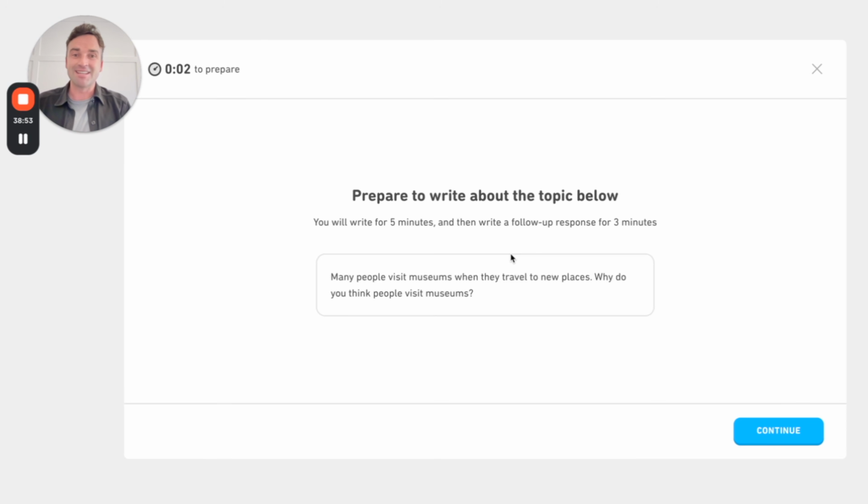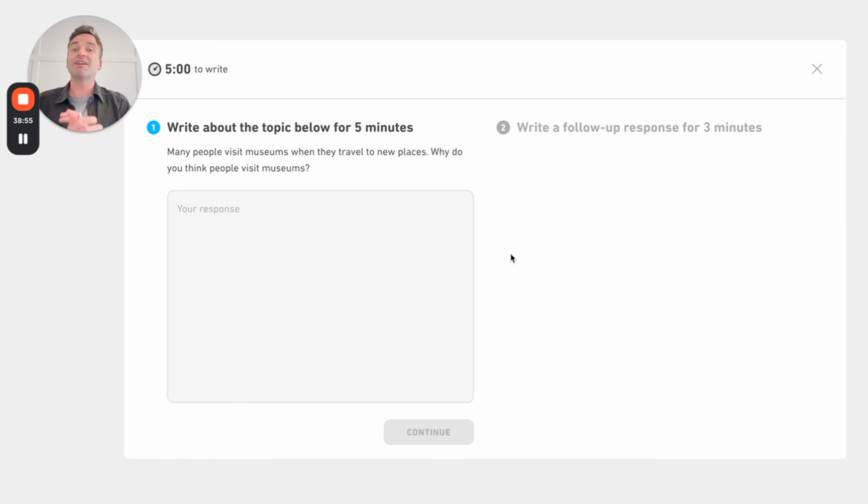Next one is interactive writing. Okay, so for interactive writing, you have to answer one question below for 5 minutes. There's no minimum time anymore, so for maximum, it's 5 minutes. Then when you're ready, you click continue, or you wait for the 5 minutes to be up, and then you have to write a follow-up response. Yeah, so let's get started.